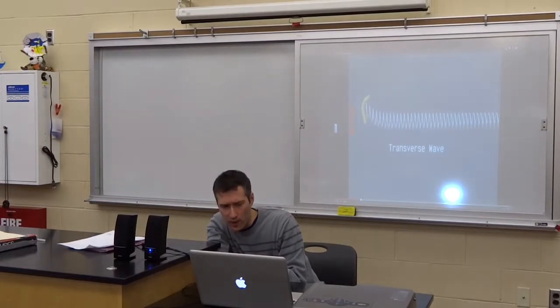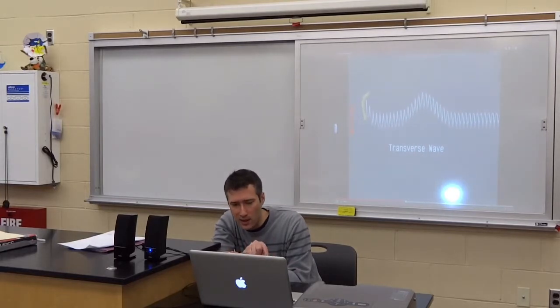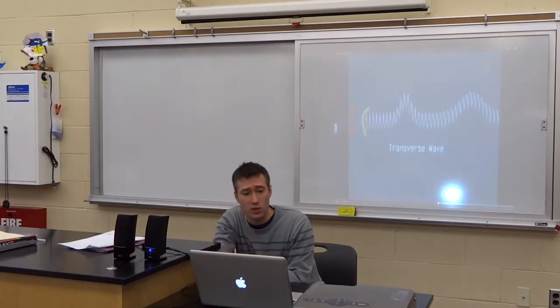We can tell by these red arrows that they're going to move their hand up and down, yet the energy is going to move to the right. So that would be a transverse wave. The individual pieces of the slinky vibrate up and down, but the energy is traveling to the right.